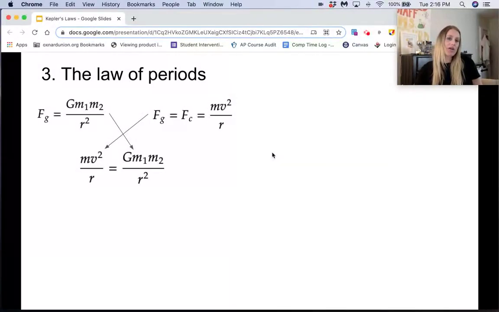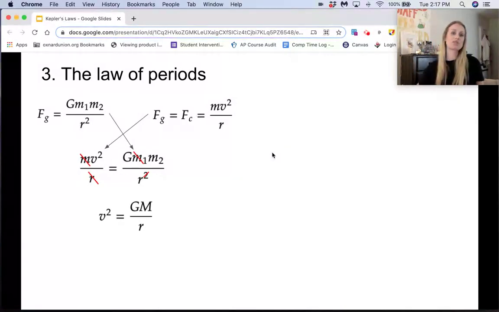So what we get here is mv squared over r equals GMm over r squared. In this case, I'm going to call the mass of the planet here mass 1, so that's going to cancel out. r will also cancel out with that squared term right here, so we end up getting v squared is equal to G times big M, which in this case, since we're talking about the solar system, is the mass of the sun, divided by r.